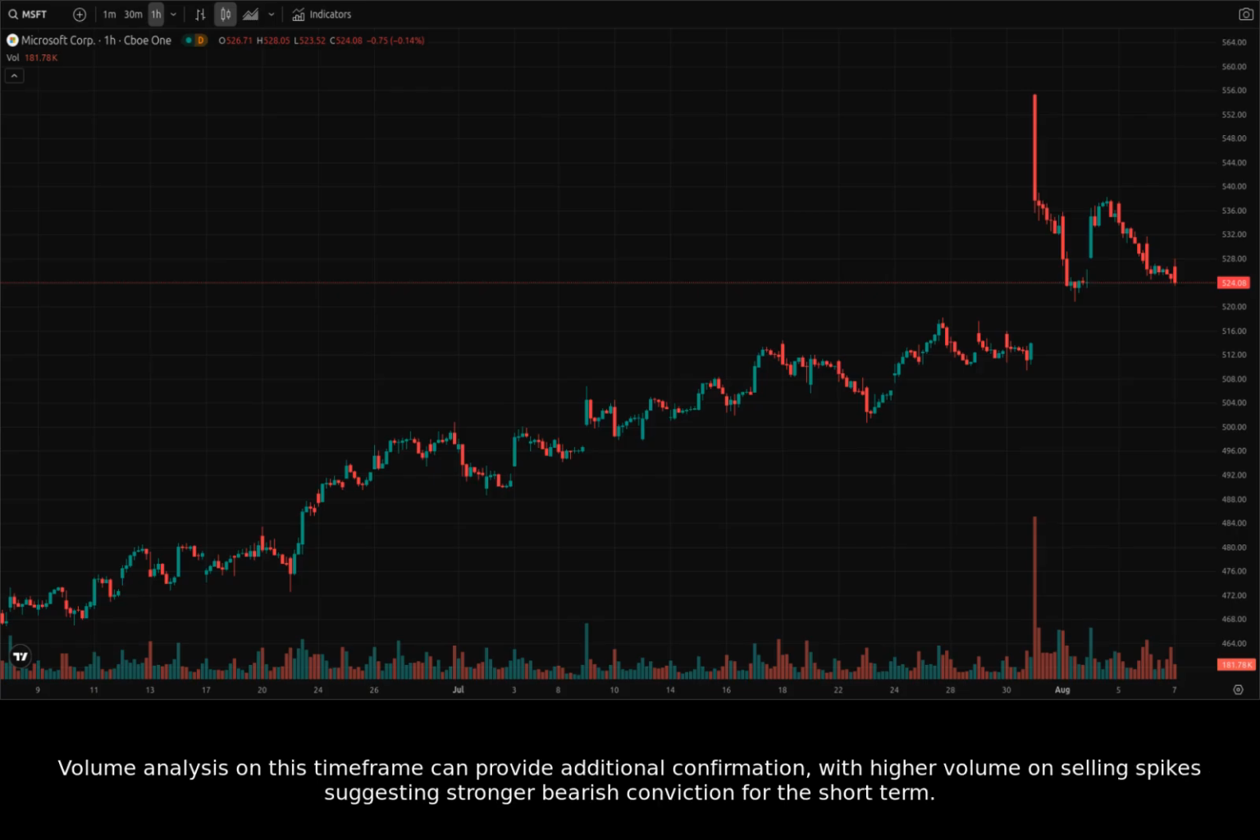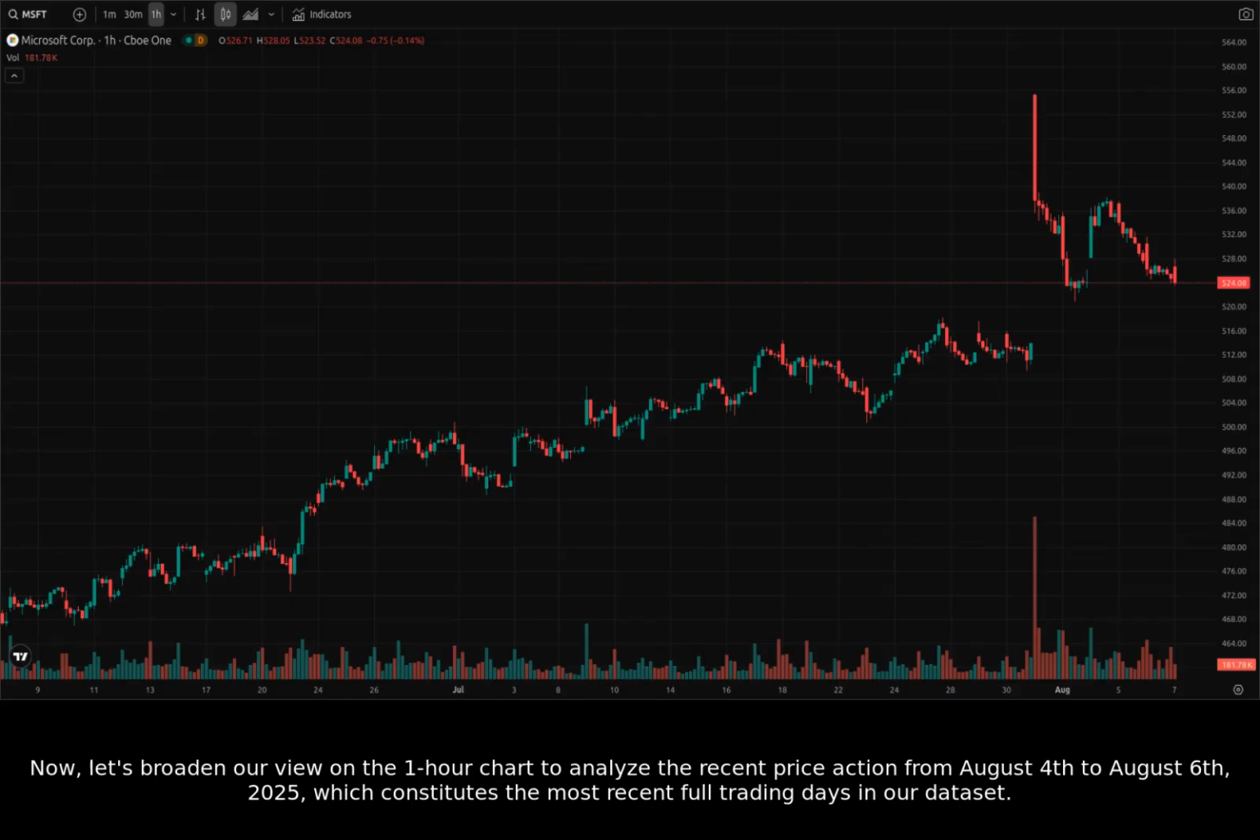Volume analysis on this time frame can provide additional confirmation, with higher volume on selling spikes suggesting stronger bearish conviction for the short term. Now, let's broaden our view on the one-hour chart to analyze the recent price action from August 4th to August 6th, 2025, which constitutes the most recent full trading days in our dataset.